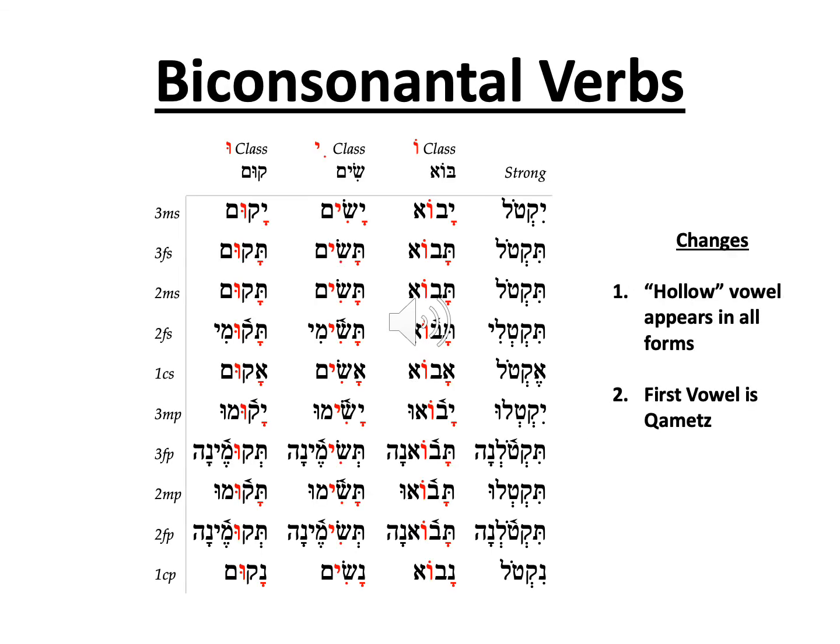The easiest weak verb in the imperfect is probably the biconsonantal. The hollow vowel that appears in the infinitive also appears in all forms in the imperfect, and the first vowel, that under the preformative, will be a qamets. Everything else stays the same.